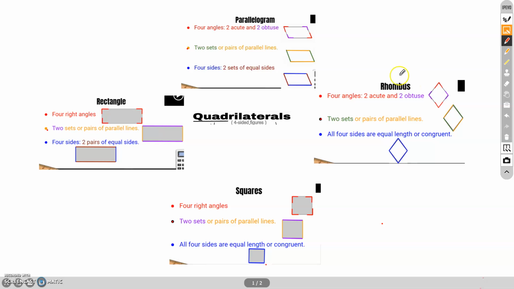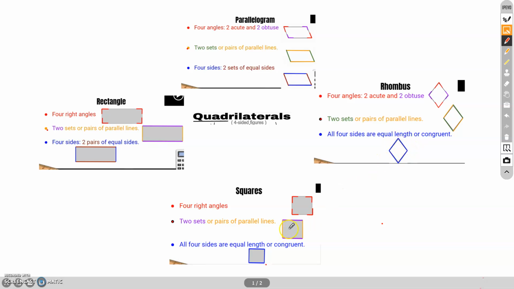What separates the rhombus from a parallelogram is that a rhombus has all four sides of equal length, or congruent. Congruent means the same thing, the same. Okay, so if I look at all four of my blue lines that make up this rhombus, they're all the same size. Okay, and this is not a square.